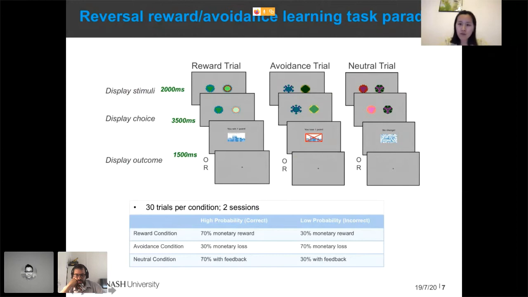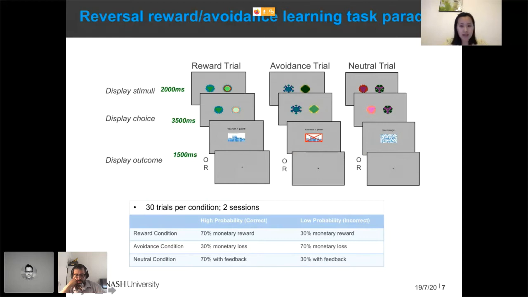This is our reversal reward and avoidance learning task. Our task has three conditions: reward, avoidance, and neutral. Those three conditions are displayed in a completely randomized way. Under each condition, there will be a specific pair of fractals. One will have a high probability of getting a reward under the reward condition, or a lower probability of getting a punishment under the avoidance condition, which also refers to the correct one, while the other is vice versa.